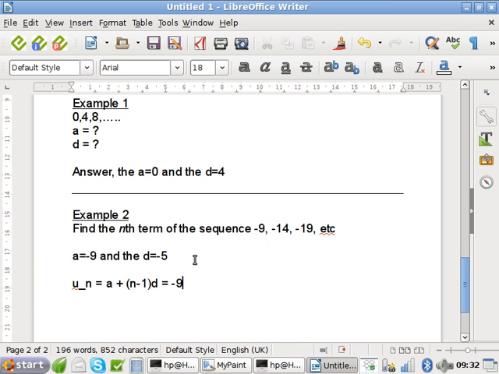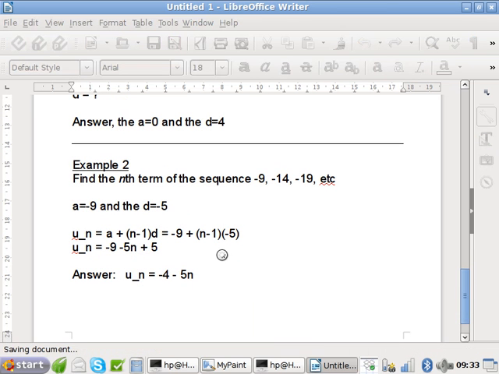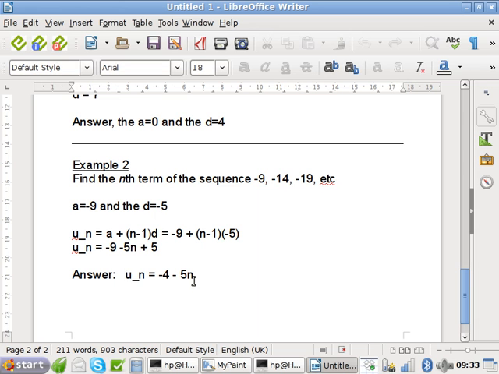The A here is minus 9. The D is minus 5. So when you expand here, you get minus 9 minus 5n plus 5. So you get Un equals, now we can simplify this a bit, minus 4 minus 5n. So this is the answer here for this one. The formula for the nth term.